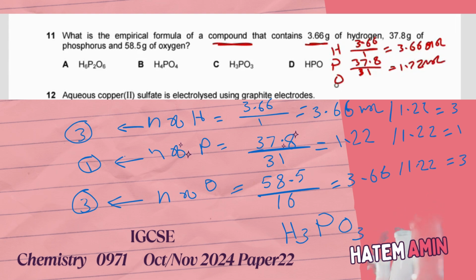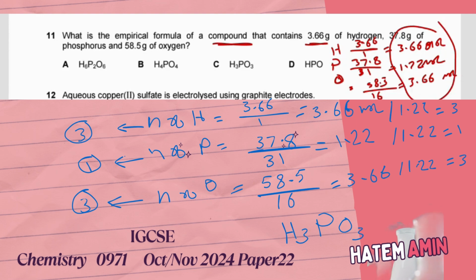Then the oxygen, its atomic mass is 16. How many gram of oxygen do we have? 58.5 gram over 16 from the periodic table gives me 3.66 mole. Now we need to find the simplest ratio between these numbers of moles. Which number should we divide by? We should divide by the lowest number, which is 1.22.